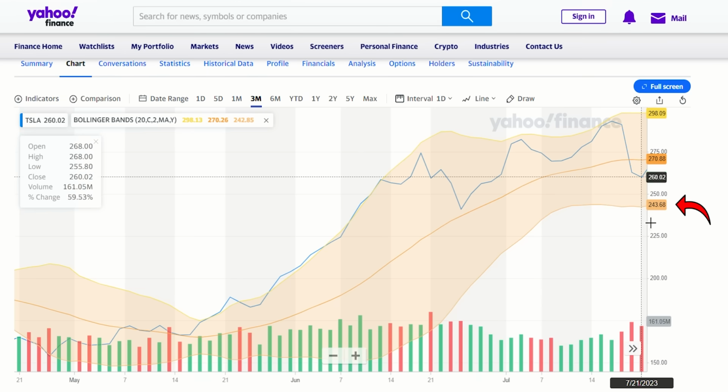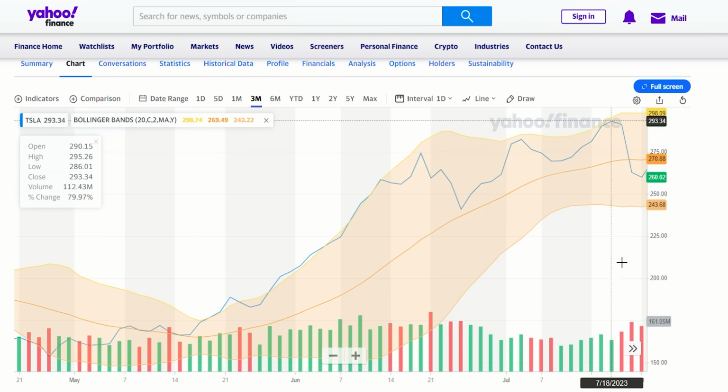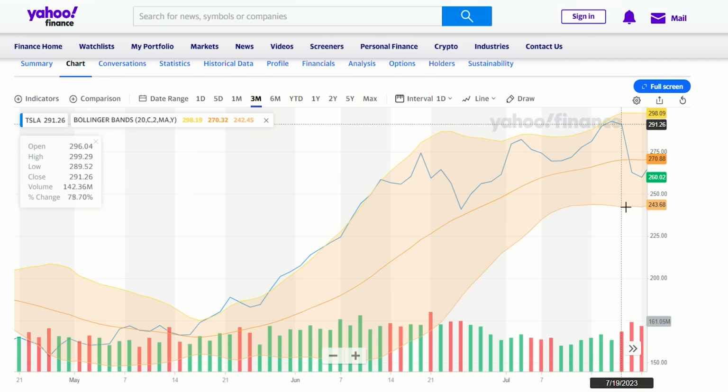Now, just notice right here, the bottom of the Bollinger Band is 243. So that's going to be my strike selection. So in terms of picking a strike and expiration day, expiration day, 30 to 60 days out is fine.